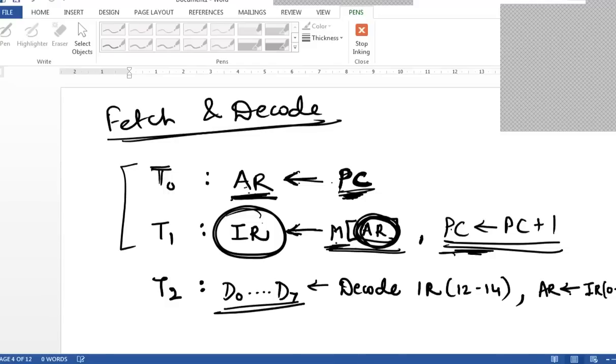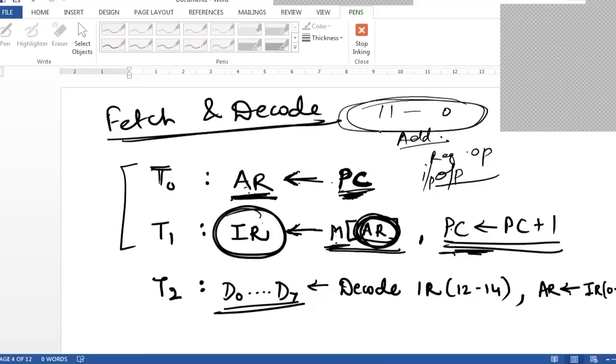IR की 0 to 11th bit. Why? Because it can be address, it can be instruction format. हमने पढ़ा ना 0 to 11 के अंदर क्या हो सकता है? Address होगा if it is a memory reference instruction, register operation होंगे if it is a register reference instruction, या input output operation होंगे if it is input output instruction. So where do I need to store the 0 to 11 again?